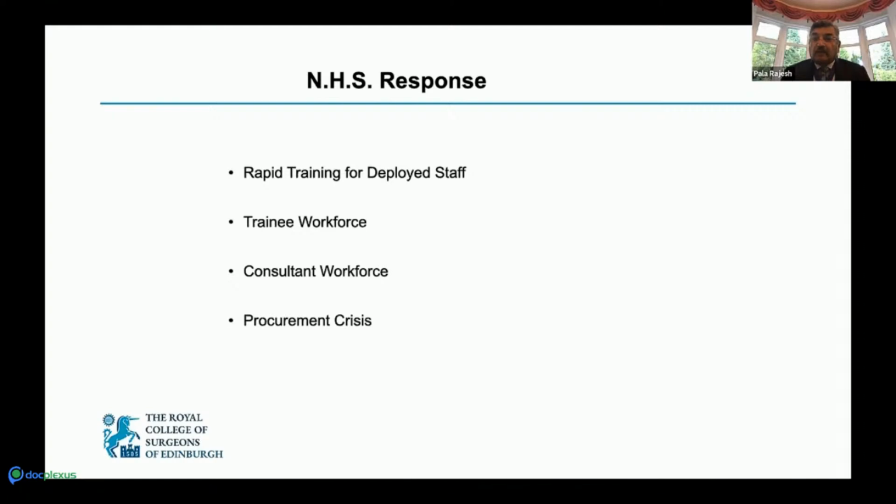Then the N.H.S response was immediately to deploy staff to the front lines. Rapid training was given to all of these people. Trainee workforce were also now deployed along with the consultant workforce. And then we realized that we had a procurement crisis in the country, and we had to get PPE from overseas. The first consignment arrived from Turkey, and we found that they did not adhere to the regulations. So we had a problem.